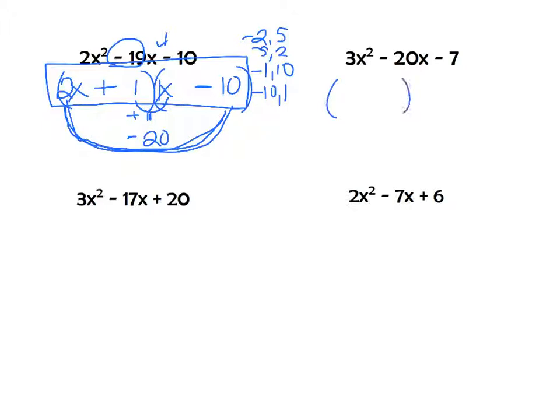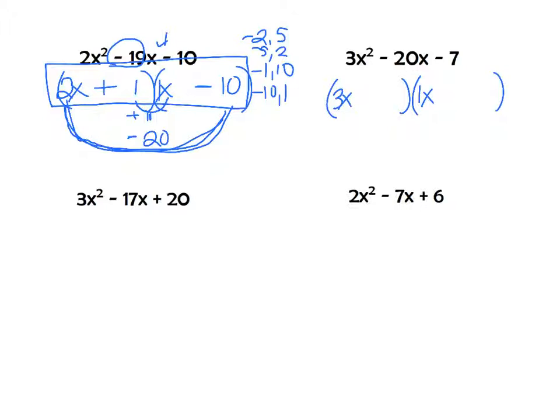Okay, let's try again. Factors of 3x squared. Well, that's going to have to be 3x and 1x. We don't have to write that 1. Now I like this one because it doesn't have options. 7 is going to have to be 7 and 1. It's the only thing that multiplies to 7.